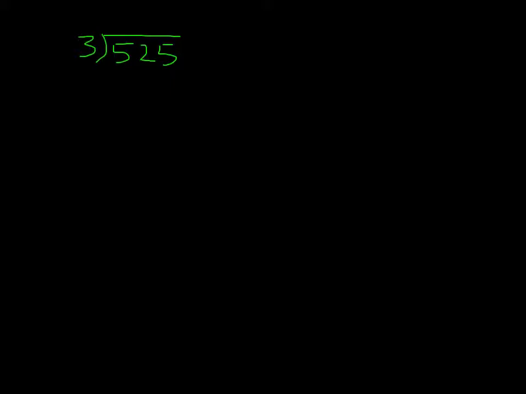We're going to take 3 goes into 5. 1 times 3 is 3. 2 times 3 is 6. That's going to be too much. So we're going to have to go with 1. 1 times 3 is 3. Once again, we subtract. 5 subtract 3 gives us a 2. We then bring down the 2.